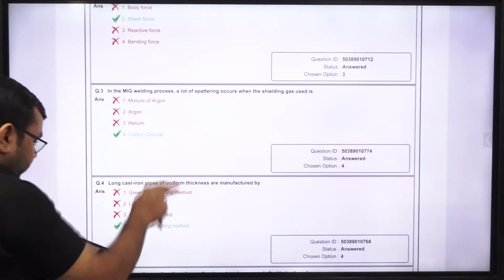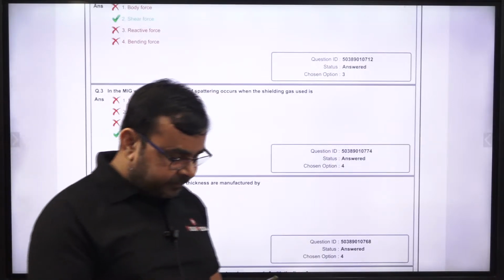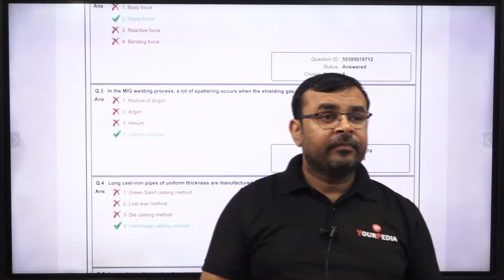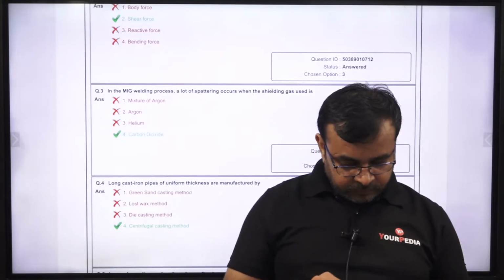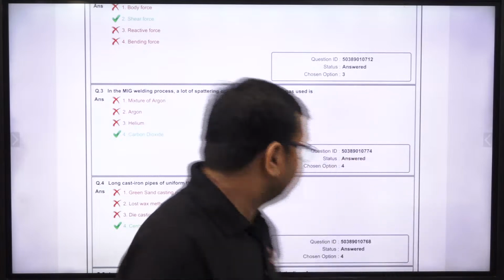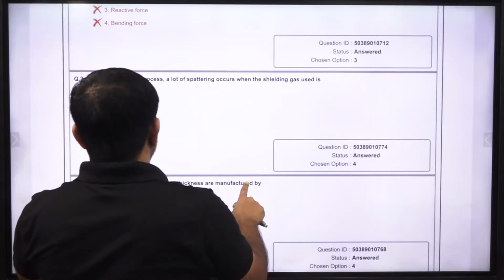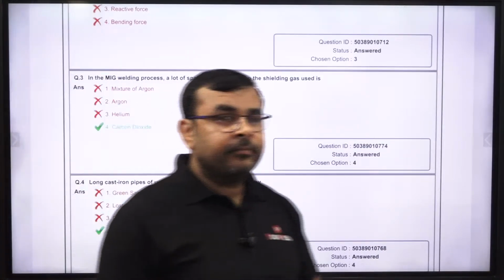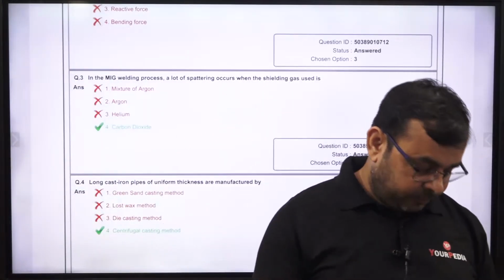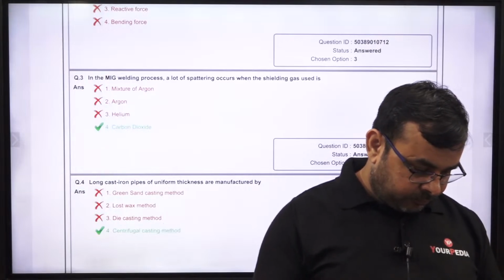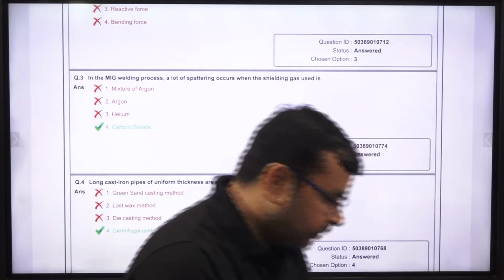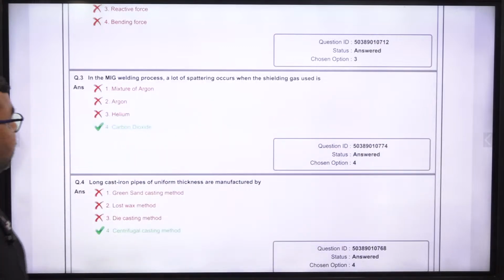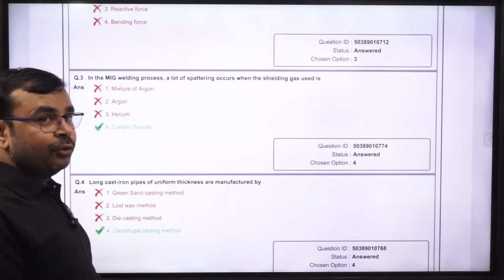So tell me which one is the correct answer for question number 3? Anyone? Now it is visible to all. Tell me. So you can see, yes, now it is visible. So in the MIG welding process, a lot of spattering occurs when the shielding gas used is.